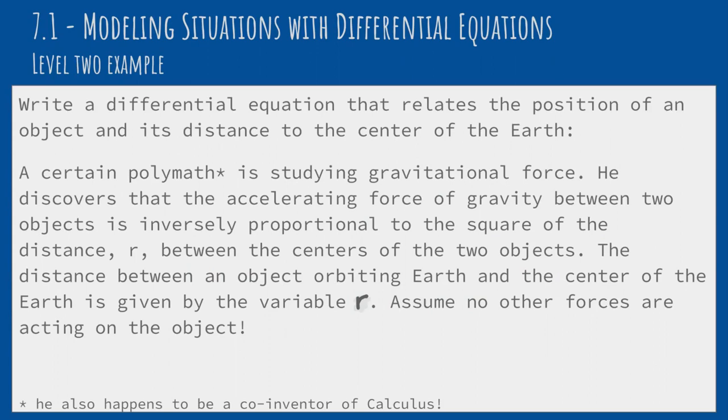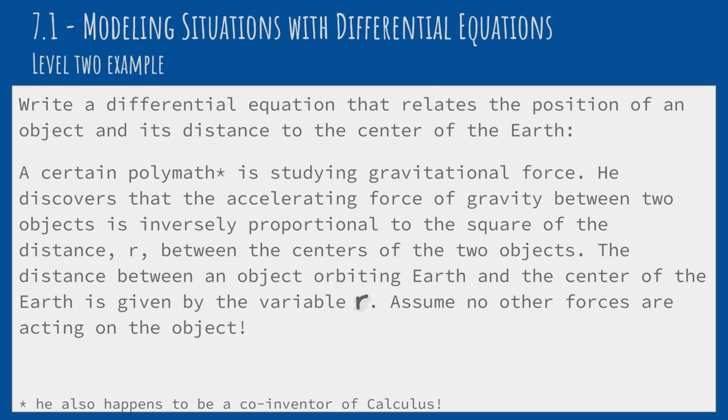Okay, in our second example here, we want to write a differential equation that relates the position of an object and its distance to the center of the Earth. So here's what's going on. We have this guy that was studying gravitational force. I'm not going to give his name, but you might know who he is. A polymath is somebody who's generally good at a lot of academic areas. So this is the guy who contributed to a lot of sciences back in his day.